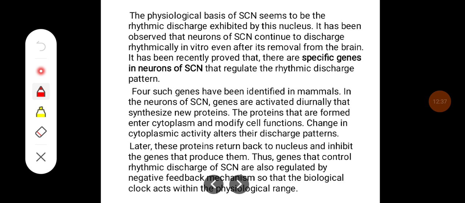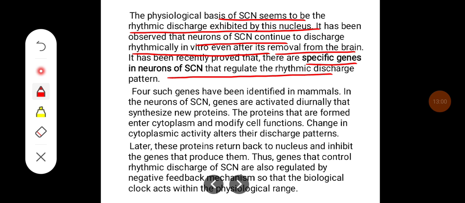The physiological basis of suprachiasmatic nucleus seems to be the rhythmic discharge exhibited by this nucleus. It has been observed that the neurons of SCN continue to discharge rhythmically in vitro even after its removal from the brain. It has been recently proved that there are specific genes in neurons of SCN that regulate rhythmic discharge pattern. Four such genes have been identified in mammals.